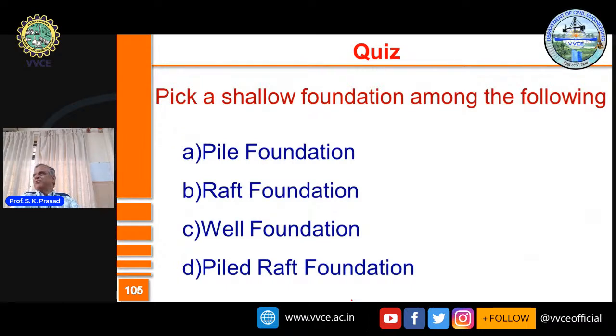Okay, I have another question for you. Pick a shallow foundation among the following. Very simple. Pile foundation is a deep foundation, therefore it is not acceptable. Well foundation or caisson is a deep foundation, not acceptable. Pile raft foundation is raft as well as pile, therefore it is again a deep foundation. So the answer is raft. Only a single answer, raft, is acceptable.